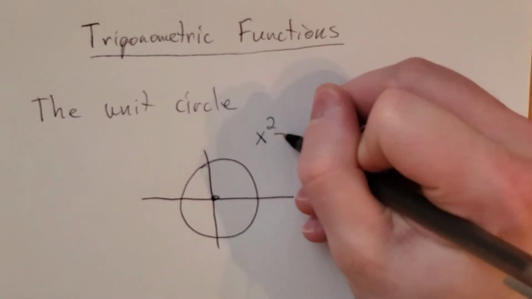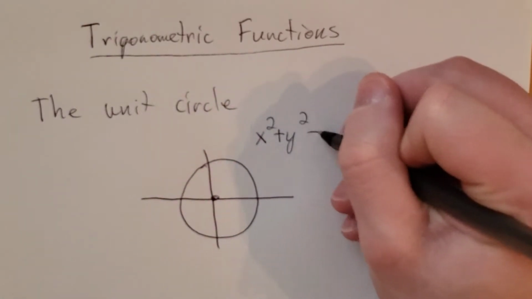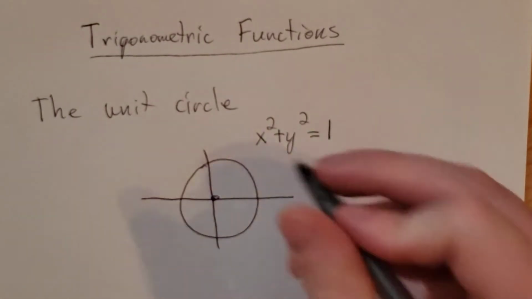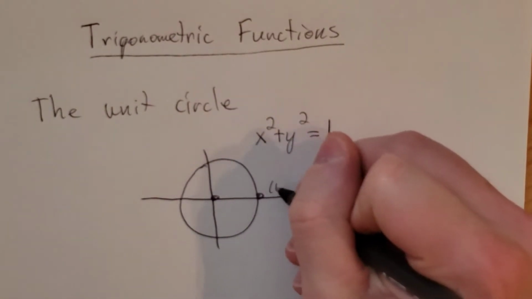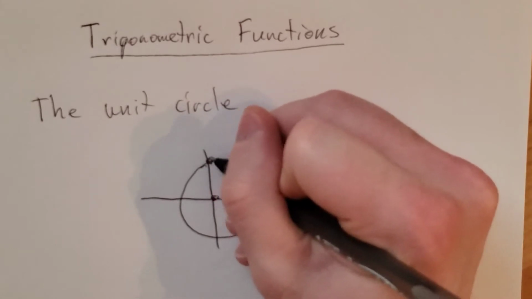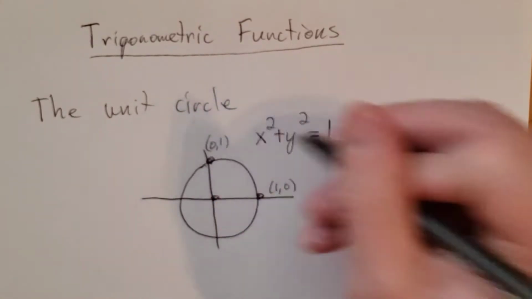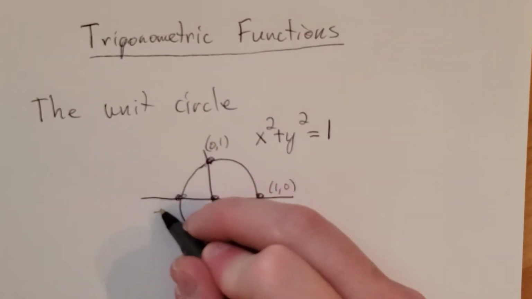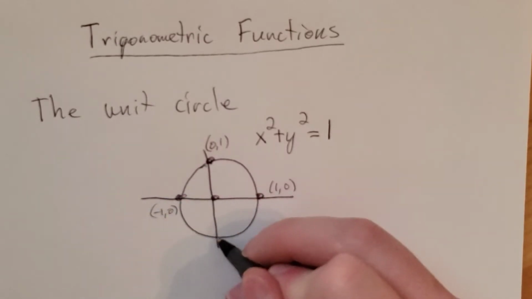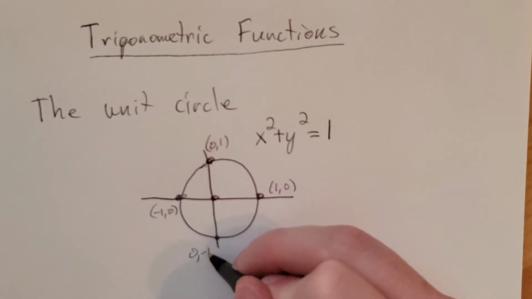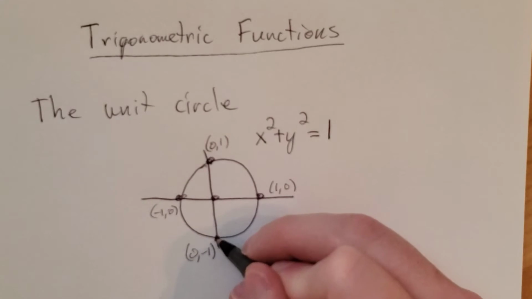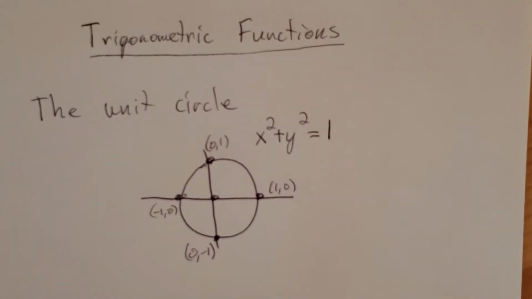The equation for this is x squared plus y squared is equal to 1. This coordinate is 1, 0. Up here we get 0, 1. Negative 1, 0 on the left, and 0, negative 1 down at the bottom. And again, that's the unit circle, which is a circle centered at the origin of radius 1.